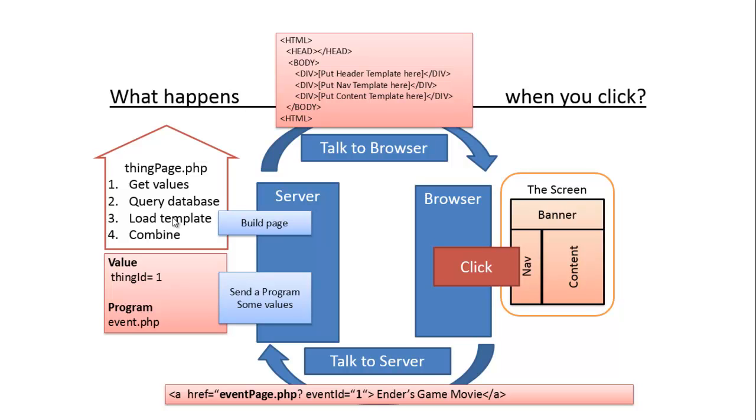So this is the general idea of what happens when you click. Click sends a command to the server. In this case, the command is open up the eventpage.php program and send it the event ID. Eventpage.php knows what to do with that. It gets values from the server, queries the database, loads a template, combines the results of the query with the template, and that's what builds your next page.